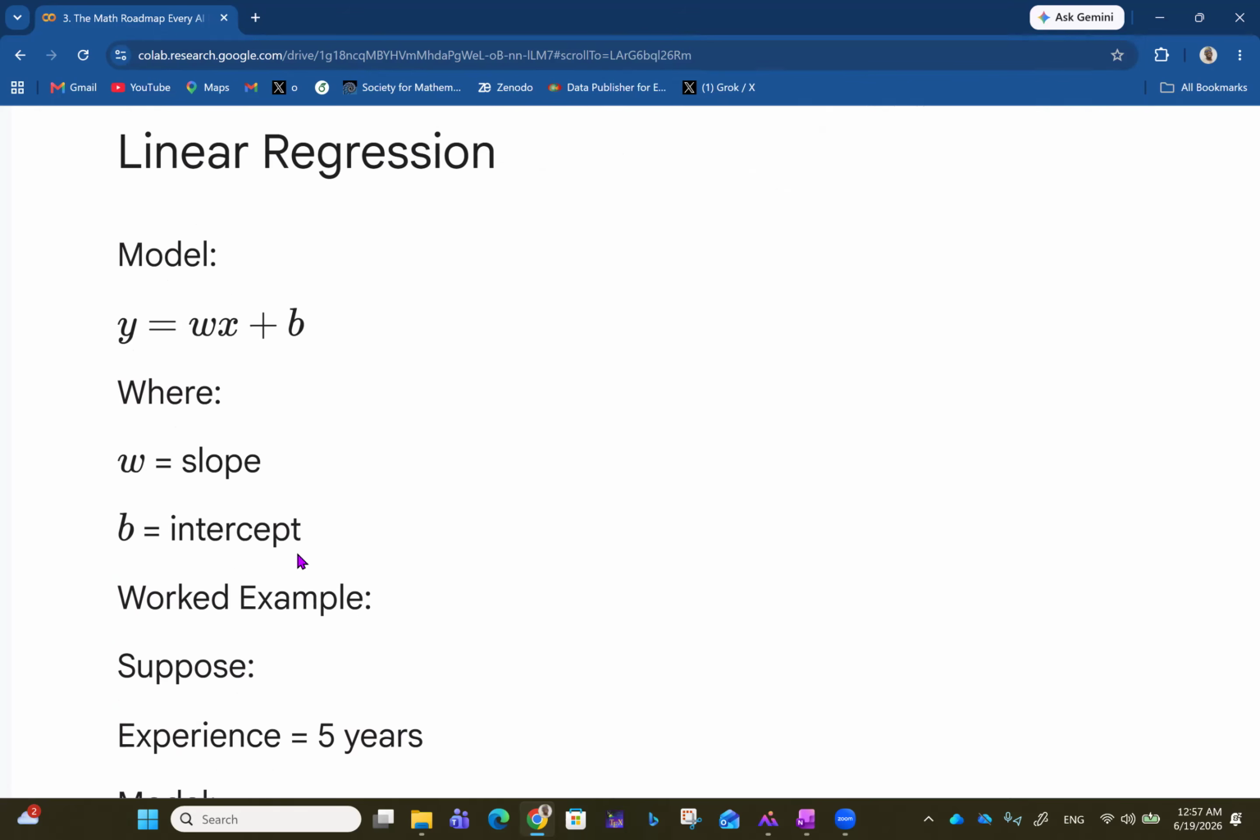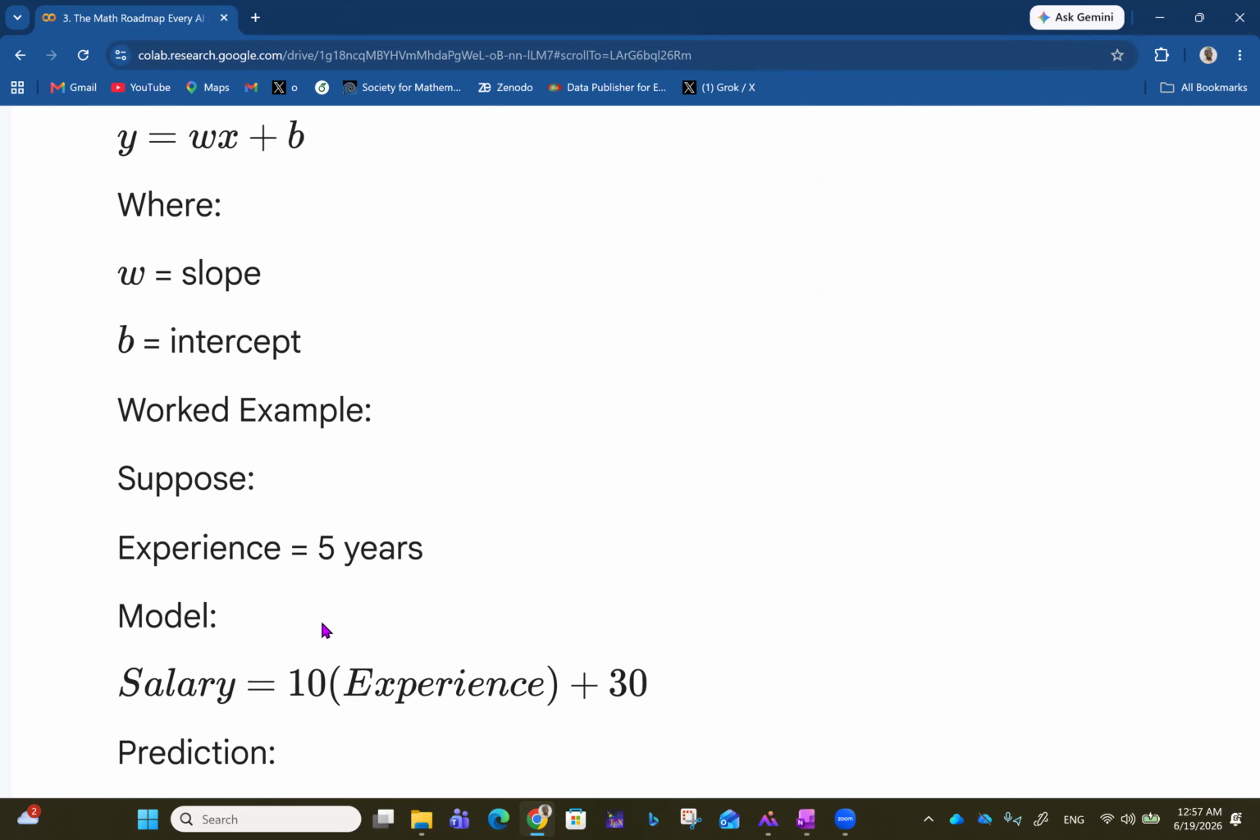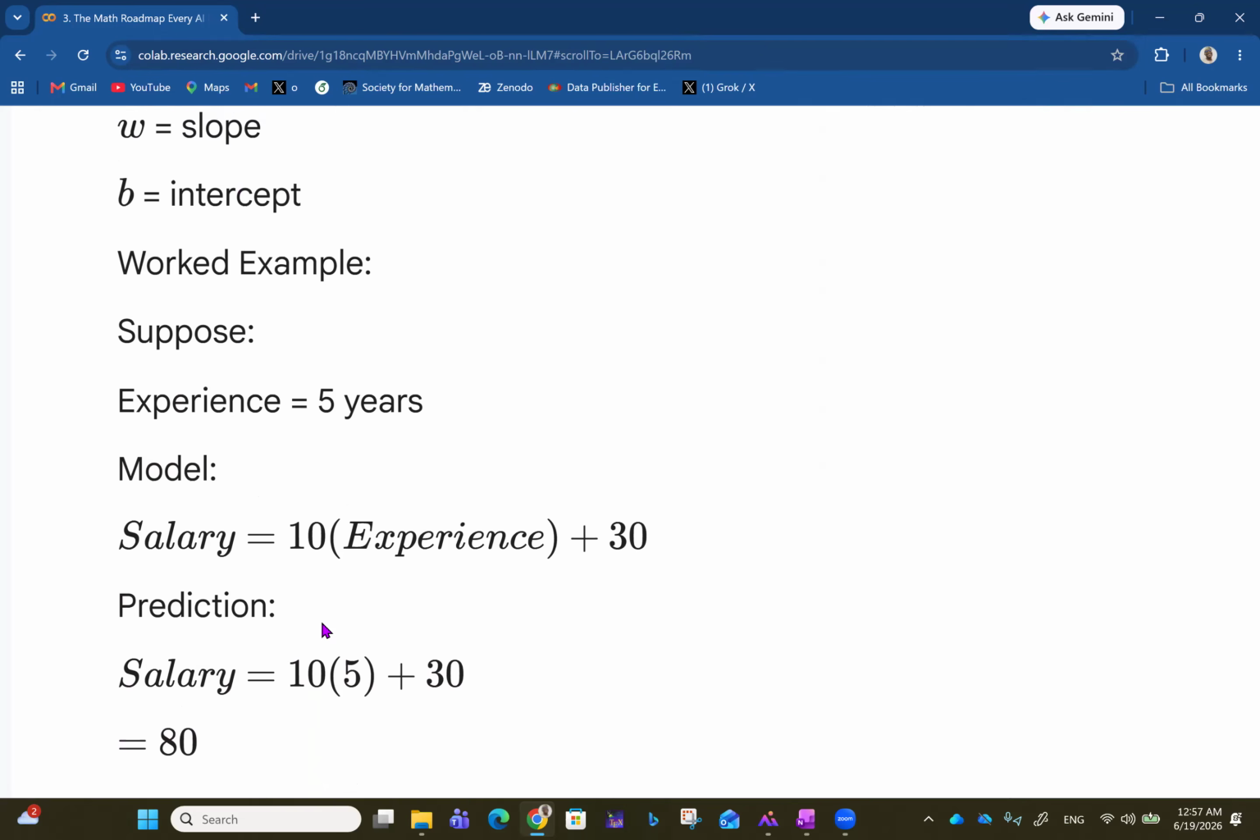It's just the equation of a line, more or less, like y equals mx plus c. But here we say y equals wx plus b, where w is the slope and b is the intercept. So, a very nice worked example now. Suppose that somebody has 5 years of experience on a job, and the salary is modeled as 10 times experience plus the intercept 30. That means 30 is the baseline salary for anybody who comes in. Whatever the experience is, it will be amplified by 10, and then we get the value.